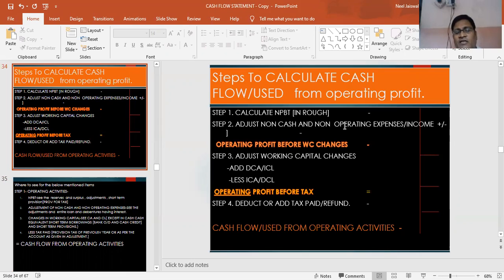Next is adjustment of non-cash and non-operating expenses. We get operating profit. Then we have to adjust working capital changes. We get operating profit before tax. And then we have the tax part, and we get cash flow from operating activities. Then we have investing activities and financing activities. We will add all three, and we get cash inflow or outflow from different activities.